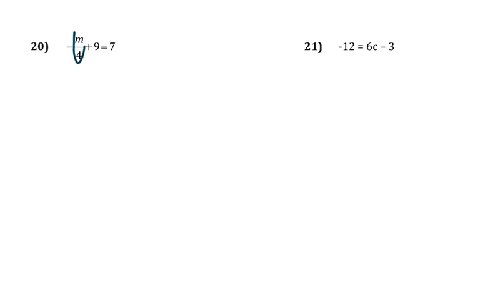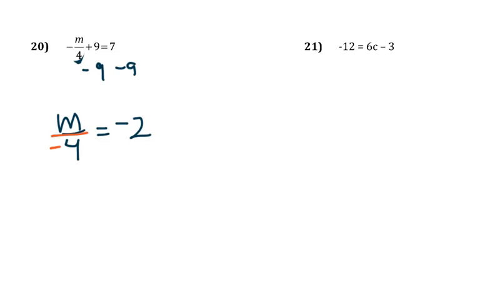Okay, I'm going to put my finger over the variable part. I'm going to subtract my 9 from both sides. And so what I've got left is negative m over 4 equals 7 minus 9, which is negative 2. Now we talked before about how this negative can either go with the m or with the 4. It does not matter which one. And so I'm going to choose to put that negative with the 4. It just makes the next step a little bit easier.